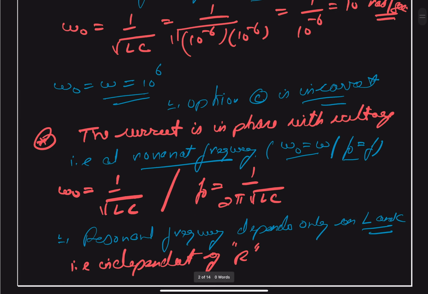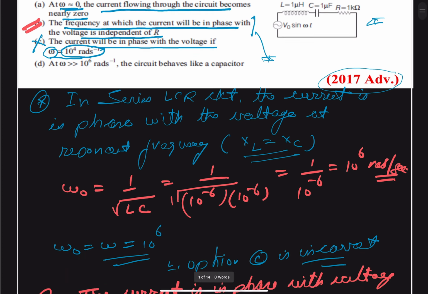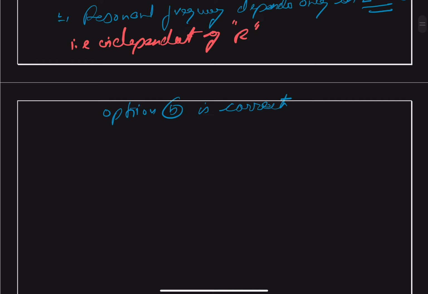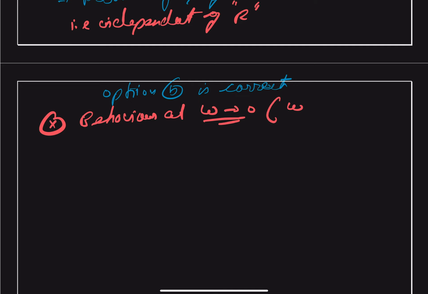Now let us discuss the behavior of the circuit, that is option number A, when omega is approximately equal to 0 or tends to 0. So here it says the current flowing through the circuit is nearly equal to 0. Let us test this option number A. So we say behavior at omega tends to 0. So which means omega is approximately equal to 0.